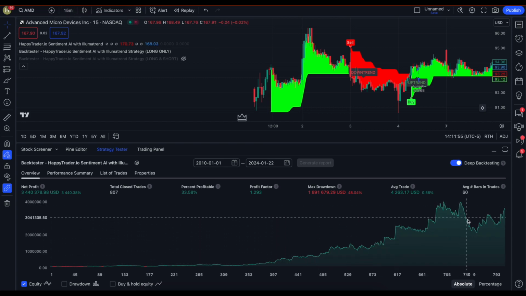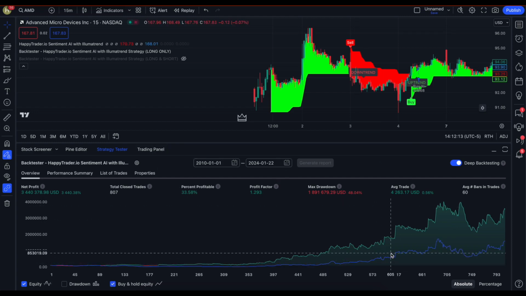Another thing that stands out is this big dip right here. So we're going to have to look into some of the performance summary. Now, 33% profitable would indicate probably a lower volatility stock. AMD does tend to move more sideways than a stock like Nvidia. But if we overlay the buy and hold equity, that's where you can really see the difference in the Happy Trader signals versus buy and hold, which is going to be this down here. And you can see that we have just handily outperformed that.